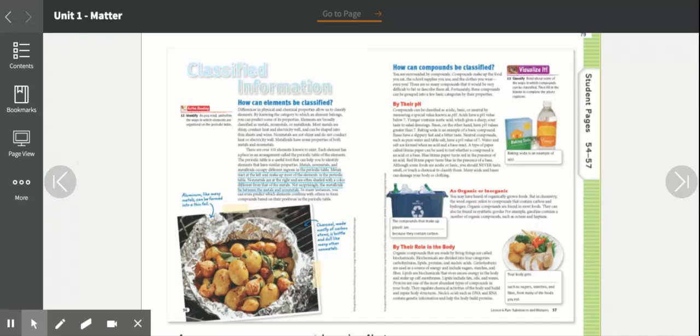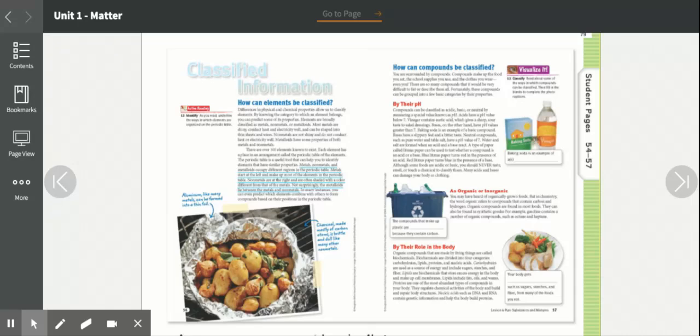As organic or inorganic. You may have heard of organically grown foods, but in chemistry, the word organic refers to compounds that contain carbon and hydrogen. Organic compounds are found in most foods. They can also be found in synthetic goods. For example, gasoline contains a number of organic compounds such as octane and heptane.